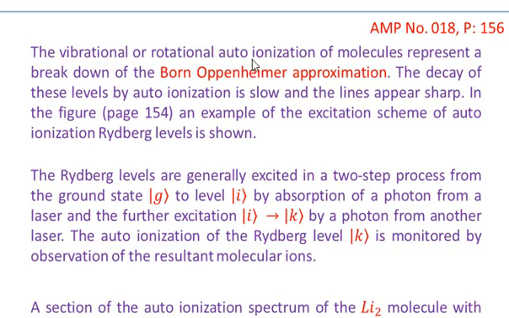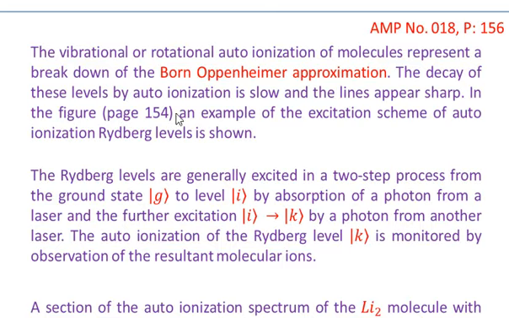The vibrational or rotational autoionization of molecules represents a breakdown of the Born-Oppenheimer approximation. That is, an interaction between the nuclear motion and the electronic motion will come into play. So we can say that the Born-Oppenheimer approximation is broken down through the autoionization relaxation of the molecule. The decay of these levels by autoionization is very slow and the lines appear sharp.